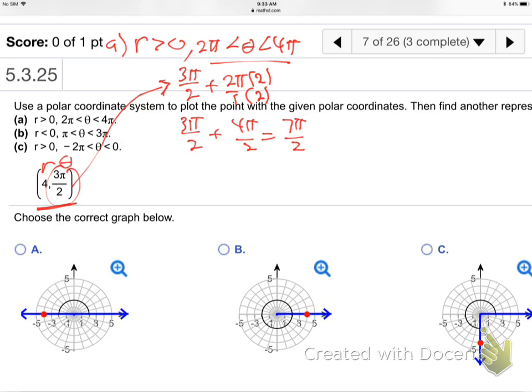So there's the angle. The answer to part A would be same r, 4, but now the angle is 7 pi over 2. That's going to be the same location, isn't it? But the angle's more than 2 pi. That good so far?